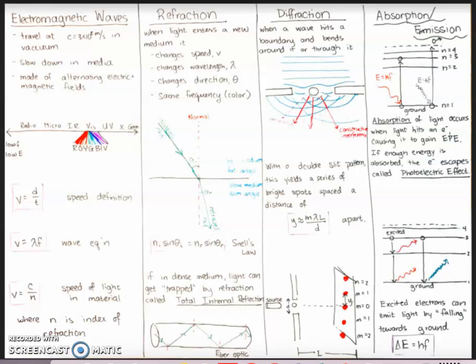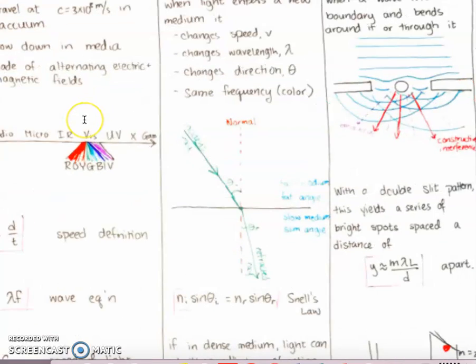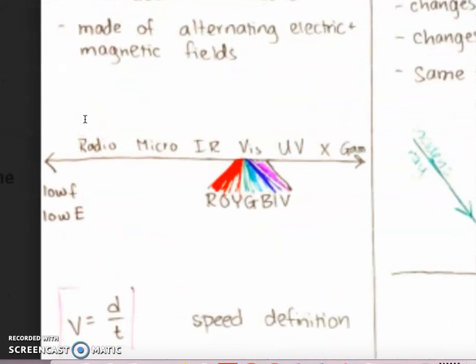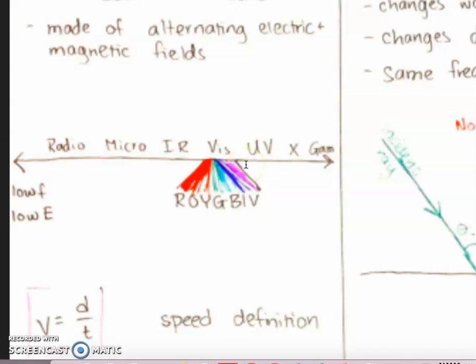So far in Unit 10, we started off with electromagnetic waves. Electromagnetic waves include everything from radio to micro to gamma rays, everything along this electromagnetic spectrum. You should know the electromagnetic spectrum in order from low frequency, low energy to high frequency, high energy, including the segments inside the visible light spectrum. Roy G. Biv.